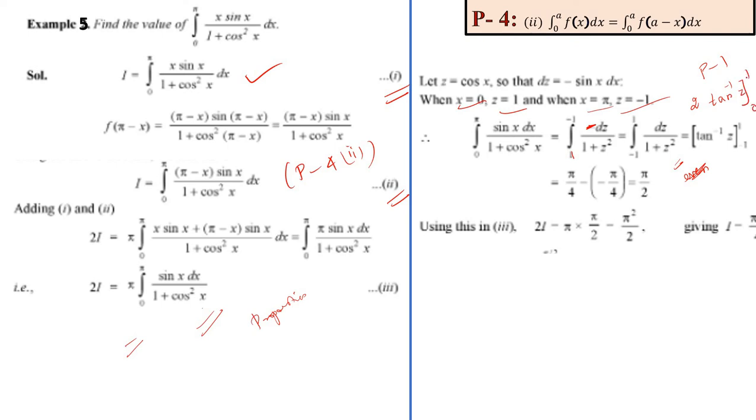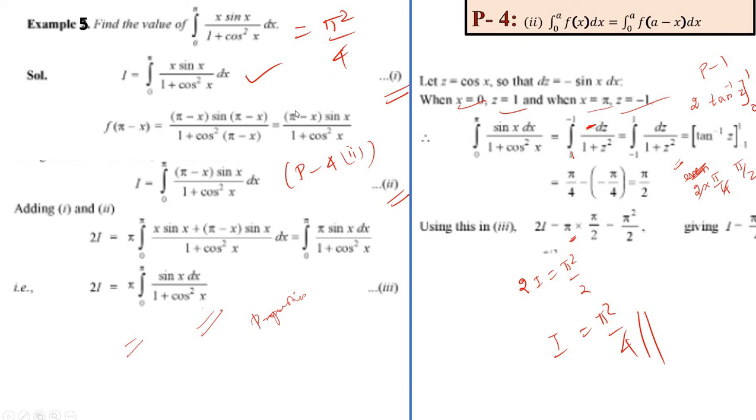Tan inverse of z between the limits, so that for the upper limit we have value pi by 4, so 2 into pi by 4, but for the lower limit it is 0, so you get it as pi by 2. So the value for this is pi by 2, but already one pi is there, so we get pi square by 2, but 2i is only pi square by 2, and therefore I is pi square by 4. So we get the value for this to be pi square by 4.